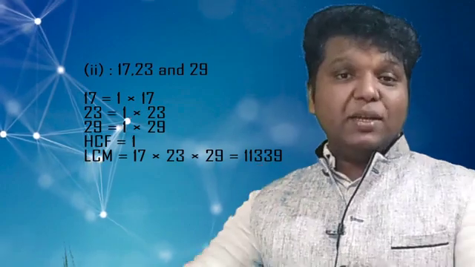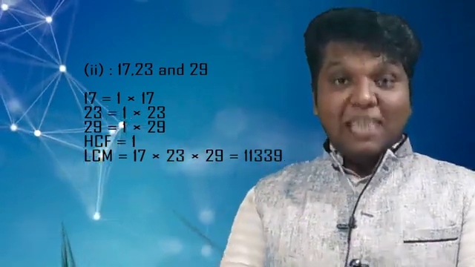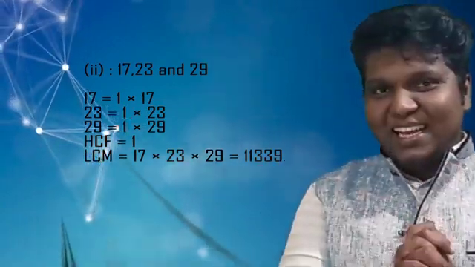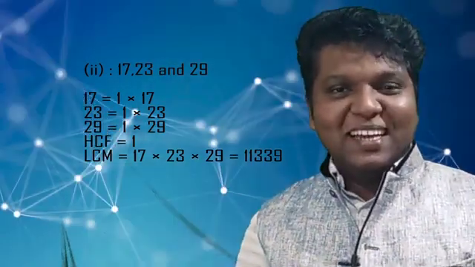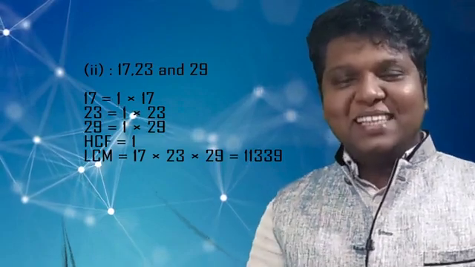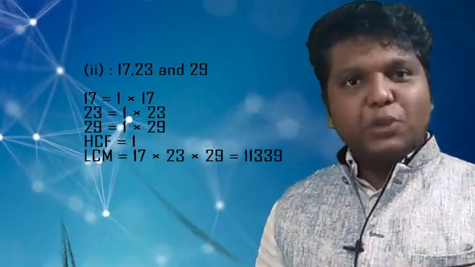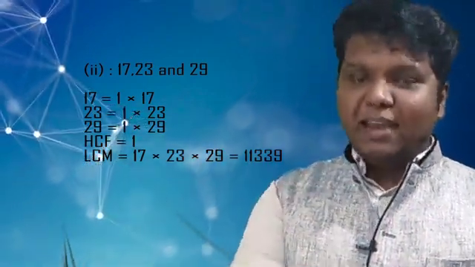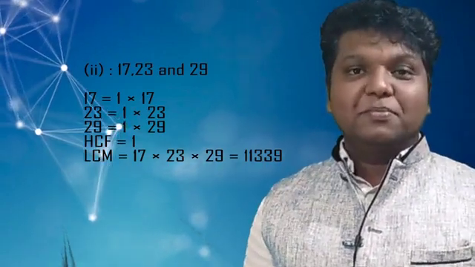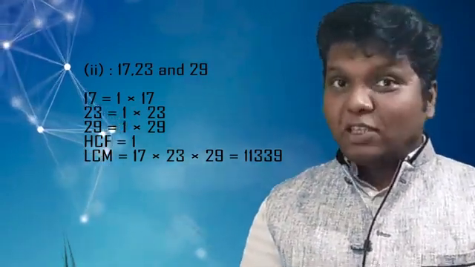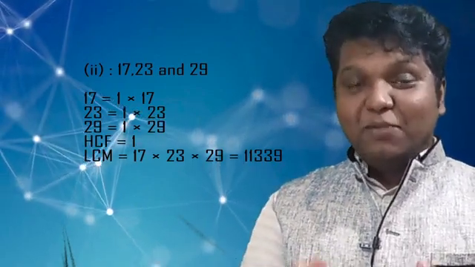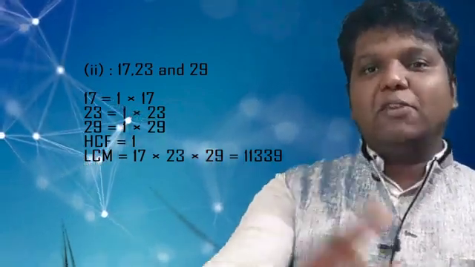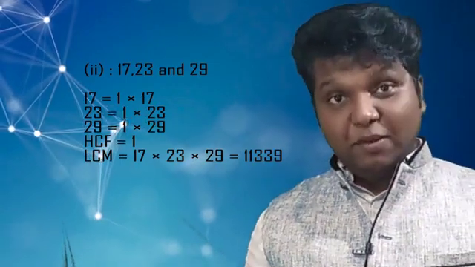17, 23 and 29. You can feel something right inside this one. What is the key thing? All 3 of them are prime numbers. 17 is a prime number. 23 is another prime number. 29 is also a prime number. So how can you express it as a product of primes? Being a prime number, you already know it will have only one factor besides itself, and that will be 1. That will be the common factor. 1 will be the common factor.